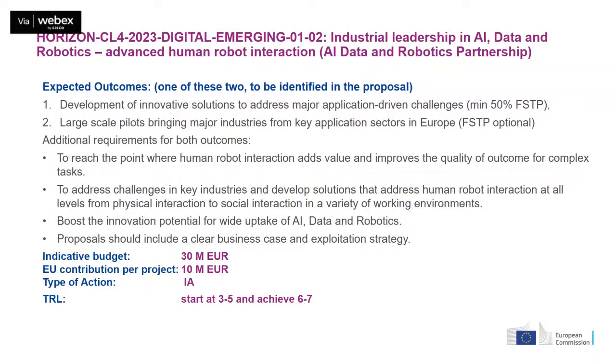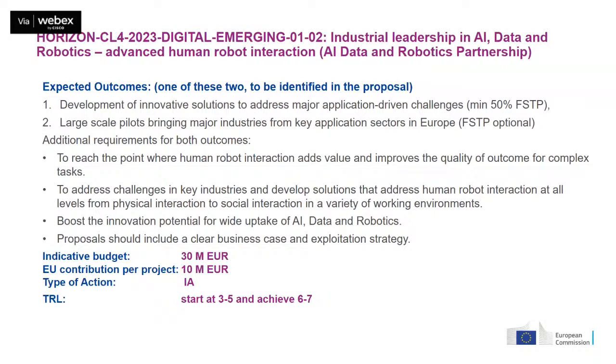The second topic related to AI, data and robotics is industrial leadership in AI, data and robotics: advanced human-robot interaction. It focuses mostly on the concept of human-robot interaction. There are 2 expected outcomes, and we expect that each proposal focus on one of these 2 outcomes. These outcomes are very ambitious, each one, and it's difficult that a proposal could target both at the same time.